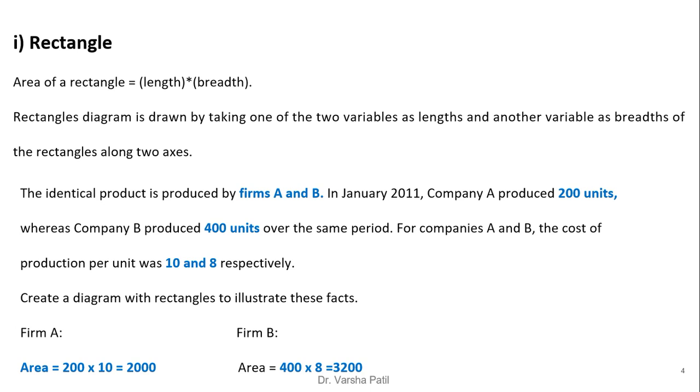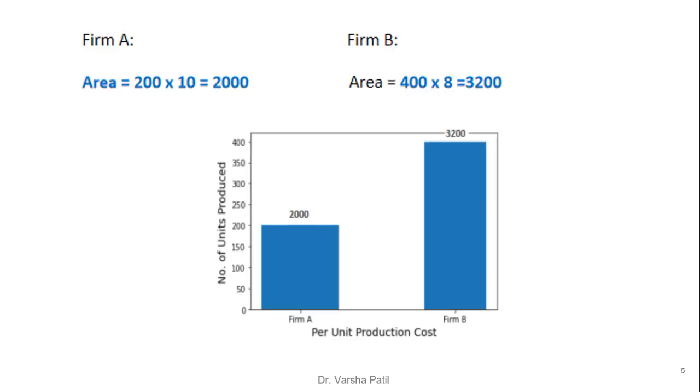Now for firm A, area is equal to 200 into 10, where 200 is nothing but number of units produced by the company and 10 is nothing but the cost per unit. Therefore area is equal to 2000. Similarly for firm B, area is equal to 3200. This is the representation by using a rectangle.